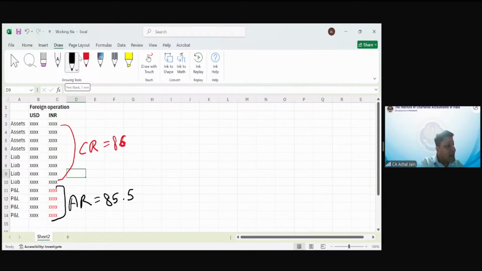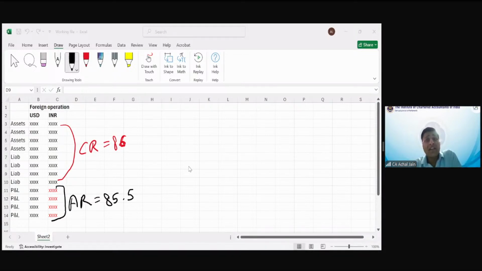So now the trial balance that you get in INR, do you think it will tally? Just think about it and then let me know. Logically, just think about it. Will it tally? Rohan, Charandeep, they are saying no. Why will it not tally? Because some items you are multiplying with one rate and some items you are multiplying with a different rate. So there is a difference which is going to get generated. Yes or no?